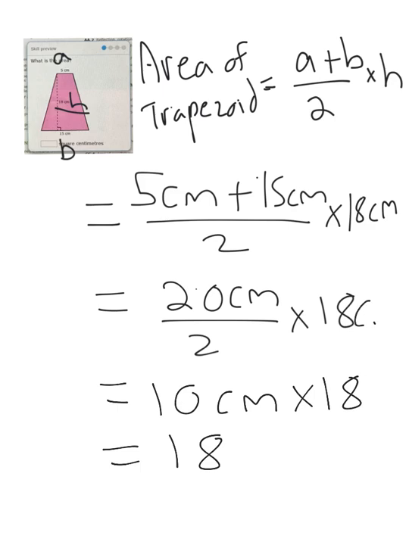Oh, sorry, I forgot centimeters. 180 centimeters, and it's important because here we see centimeters times centimeters makes centimeters squared, which makes sense because we are finding the area of a trapezoid, and area is always in centimeters squared.